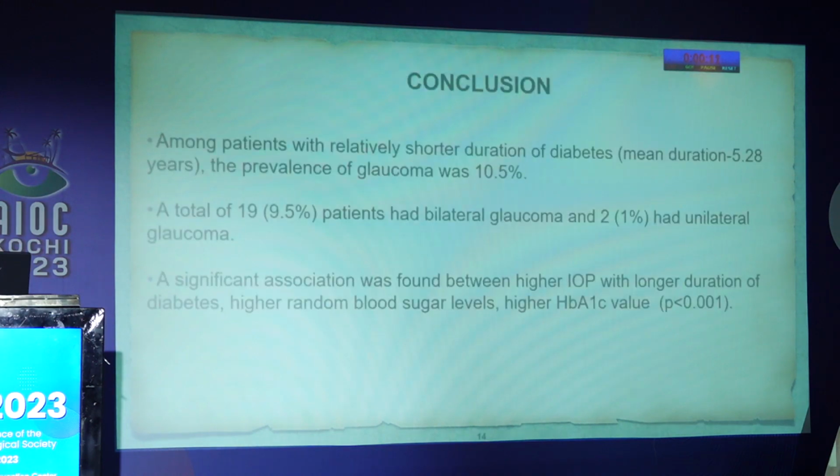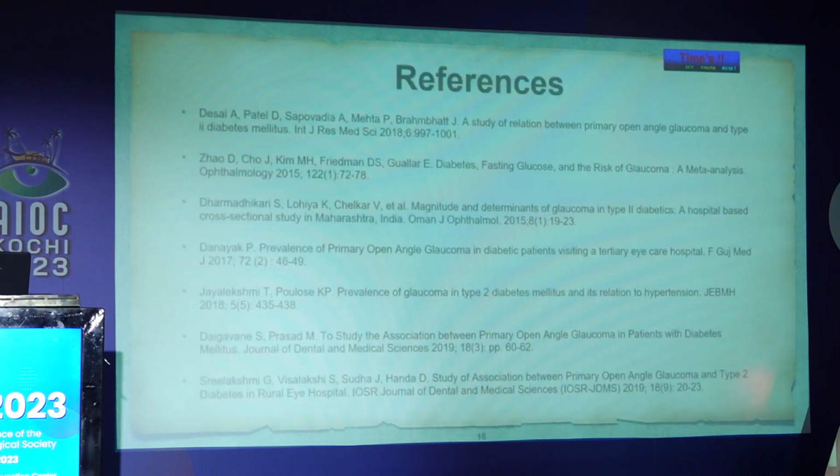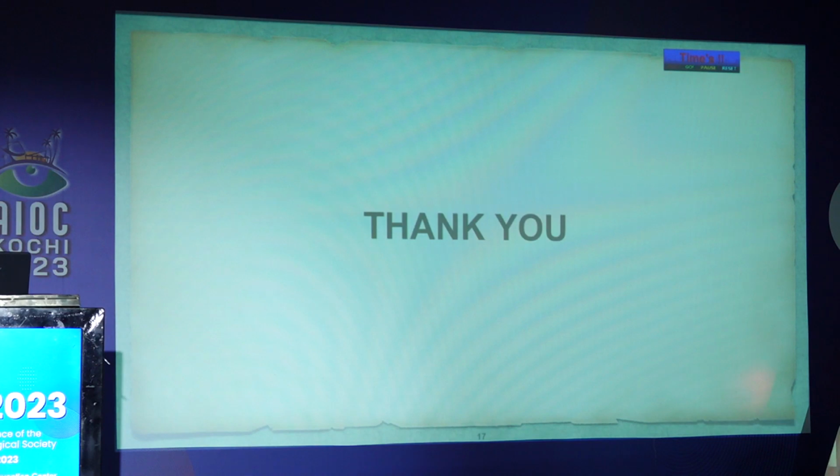So we conclude that among patients with a relatively short duration of diabetes, like in our study, where the mean duration was only 5 years, the prevalence came out to be 10.5%. A total of 19 patients had bilateral glaucoma, 2 had unilateral glaucoma. There's a significant association between higher IOP and longer duration, higher RBS and higher HbA1c. On univariate analysis, glaucoma occurrence and its higher grade of severity is associated with these glycemic indices. On multivariate analysis, only HbA1c level was found to be significantly associated with glaucoma prevalence. These are my references. Thank you.